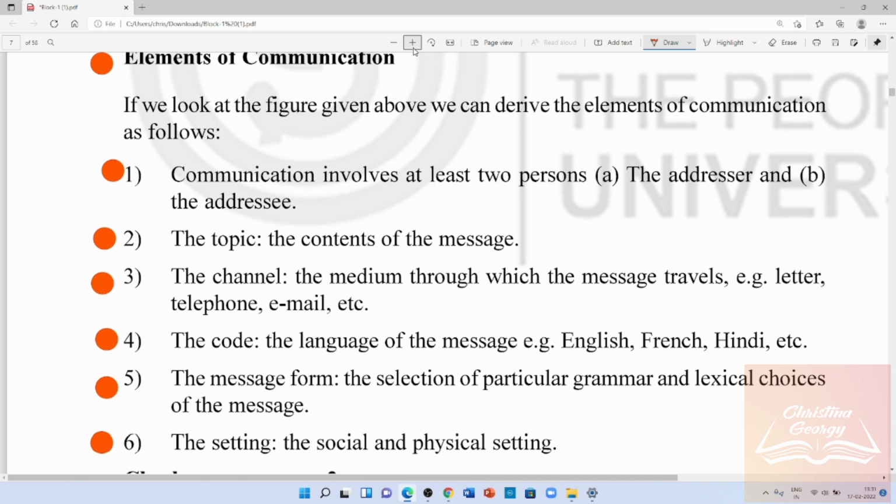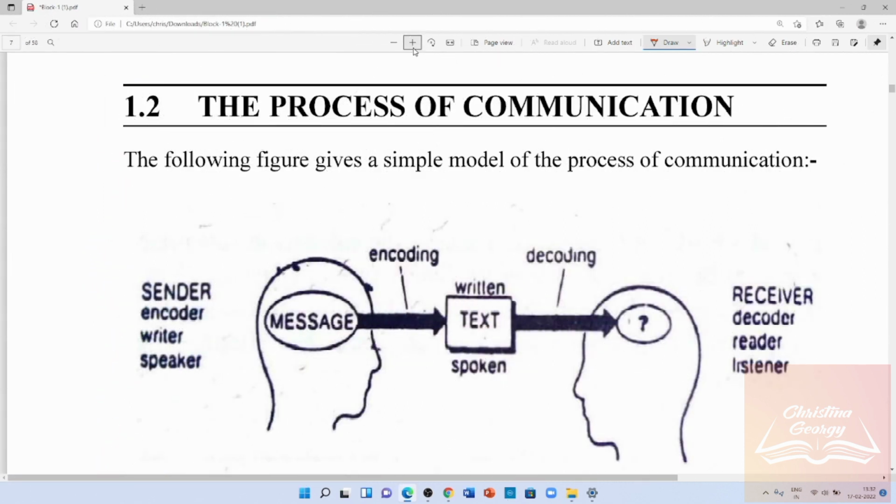And to sum up the process of communication, the sender, who can be the speaker or writer, encodes a message, okay? And this process is called encoding. So this message could be written or spoken, and through the process of decoding, the decoder, that is the receiver, who could be a listener or a reader, decodes the message. Dear learners, it is very essential to have a clear-cut idea regarding this process.